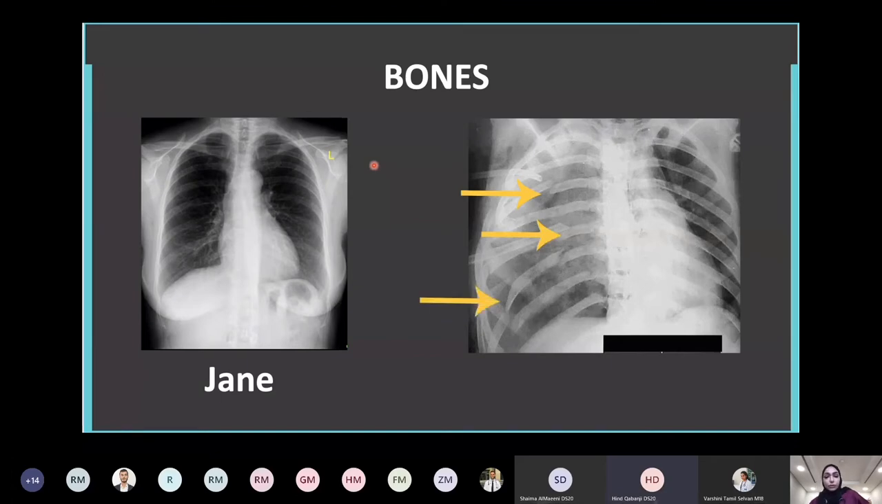Those are multiple rib fractures, and multiple rib fractures are usually called a flail chest. This is an emergency because those bones can actually penetrate your lung, your lobes, and that's pretty dangerous. You need your patient's lungs to be intact.